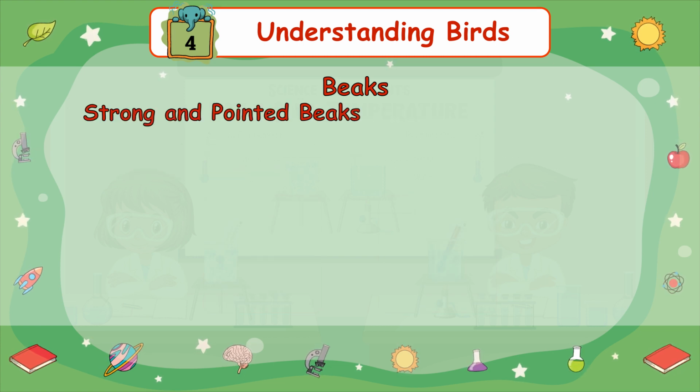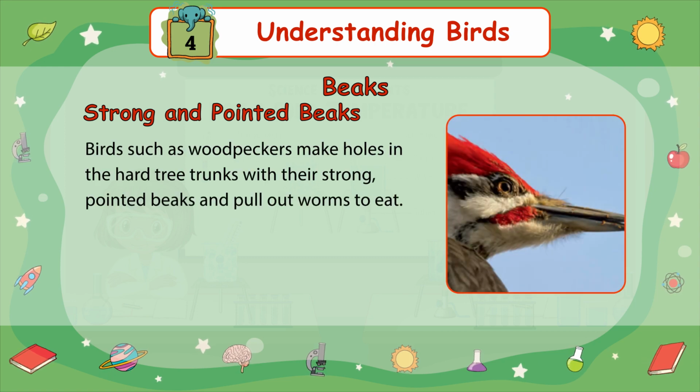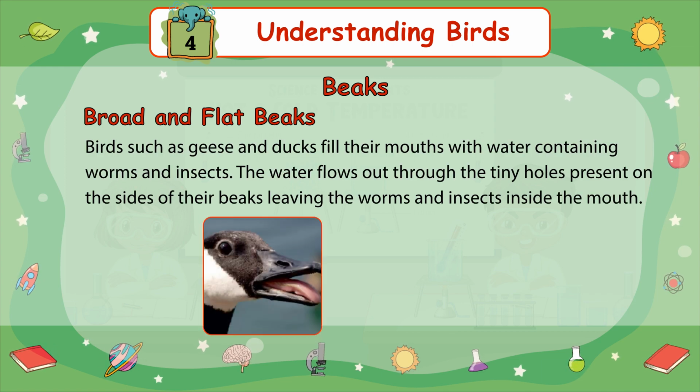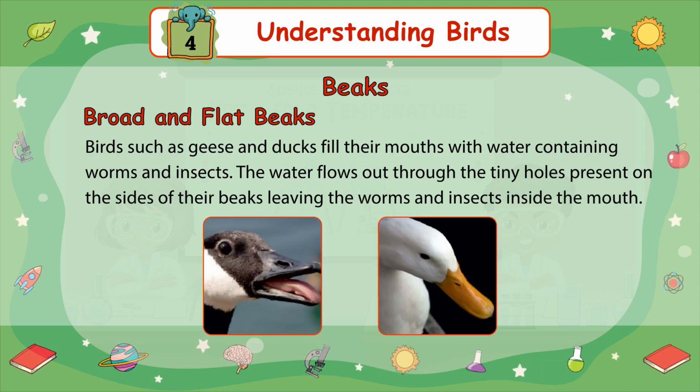Strong and pointed beaks. Birds such as woodpeckers make holes in hard tree trunks with their strong, pointed beaks and pull out worms to eat. Broad and flat beaks. Birds such as geese and ducks fill their mouths with water containing worms and insects. The water flows out through the tiny holes present on the sides of their beaks, leaving the worms and insects in their mouth.